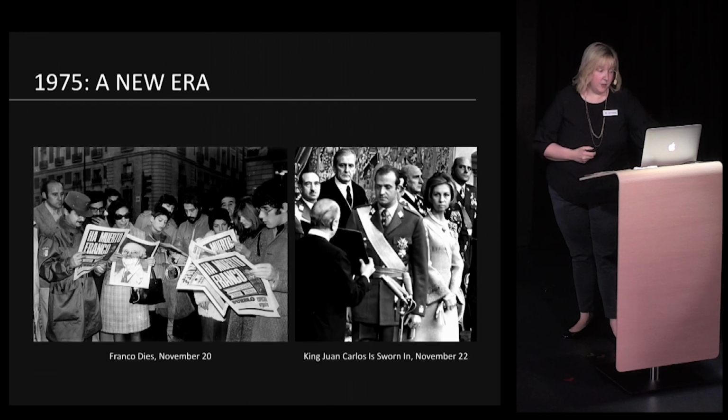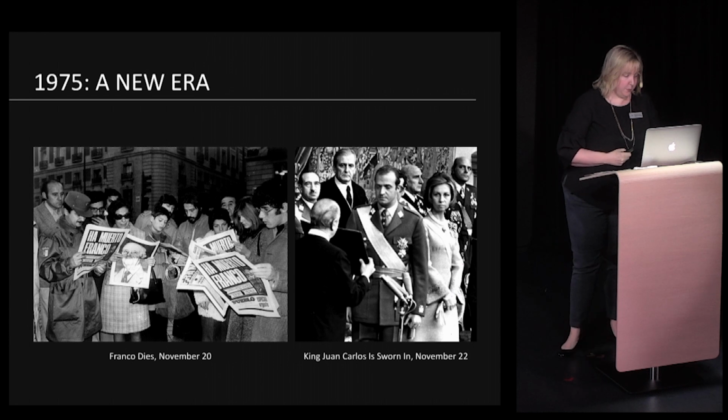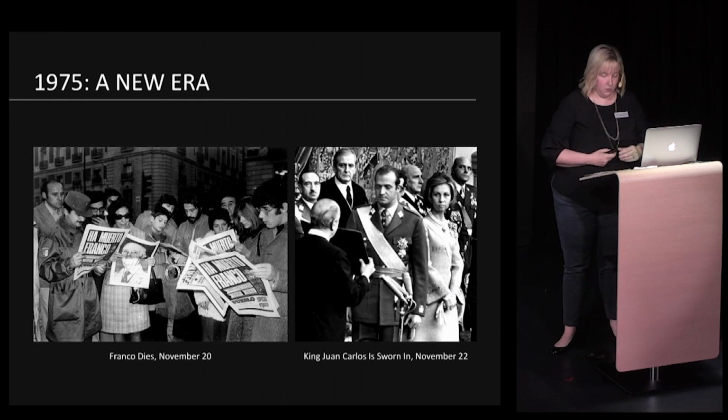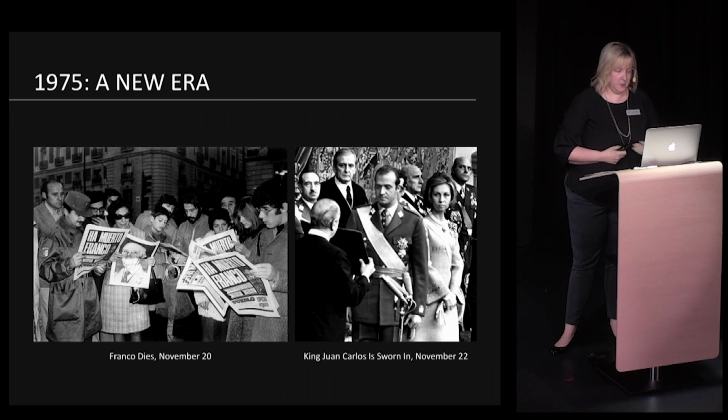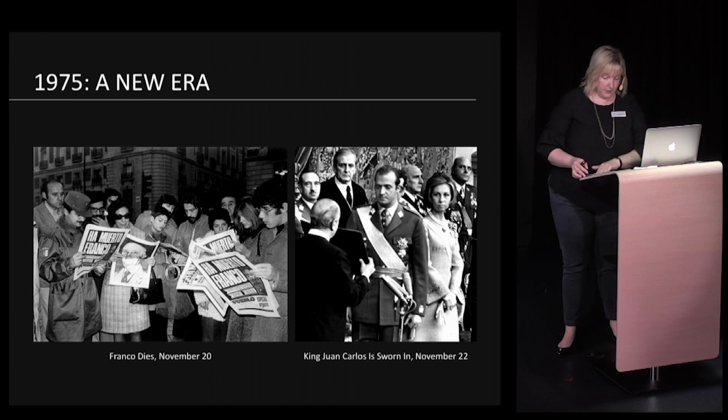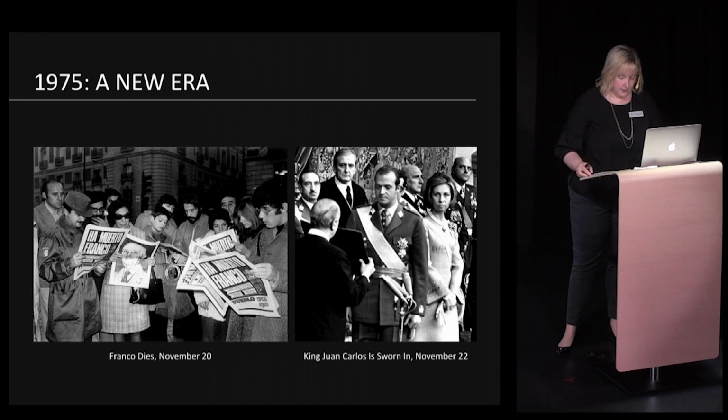So in 1975, on the left, you have a group of people standing around reading that Franco has died. And Franco had chosen Juan Carlos to be his successor because he thought he would uphold his specific kind of political structure. And that didn't really happen. He moved away from that. So that was something that kind of backfired for Franco.